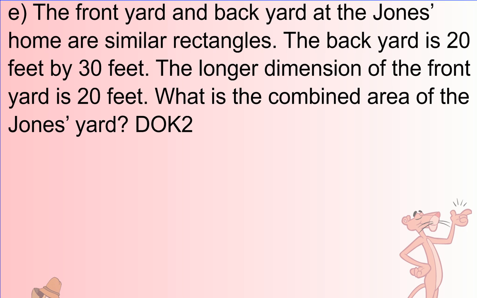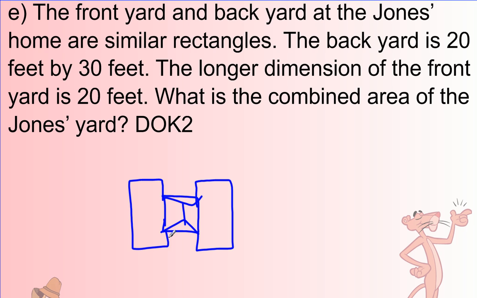Alright, so the problem here, letter E, says the front yard and the backyard of the Joneses' home are similar rectangles. So I'm going to draw a picture. So there's the roof of our house. We've got 2 yards, front yard, backyard. Alright, the backyard is 20 feet by 30 feet. 20 by 30, so there's the back.